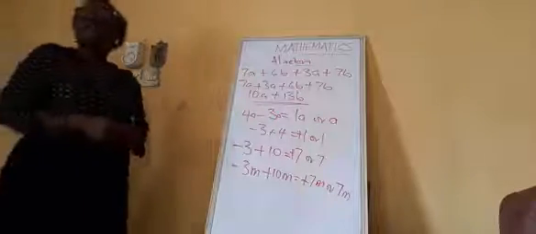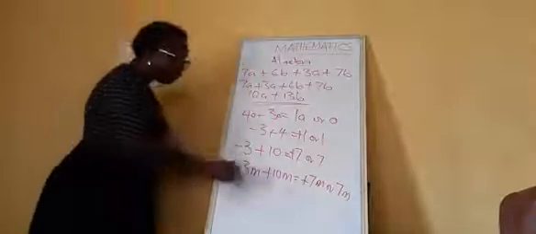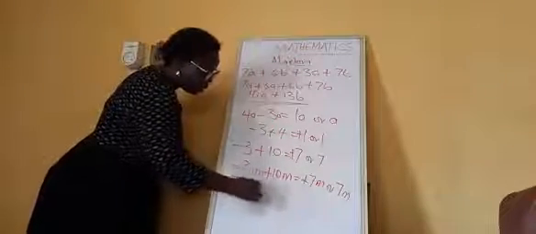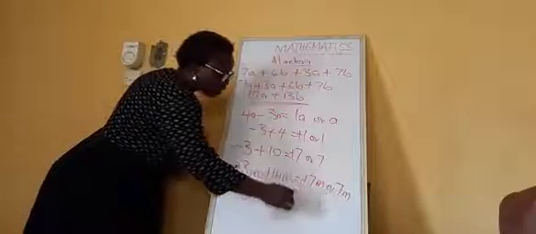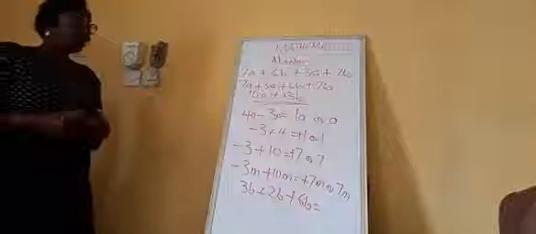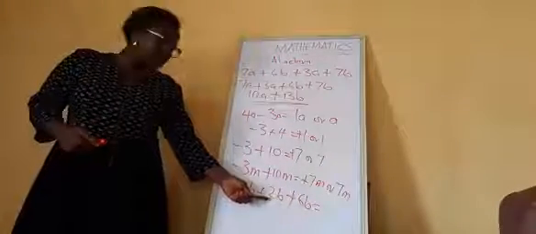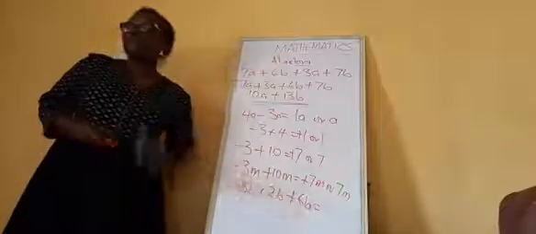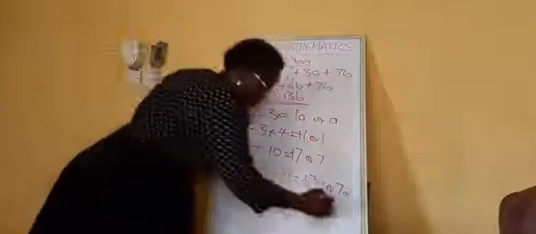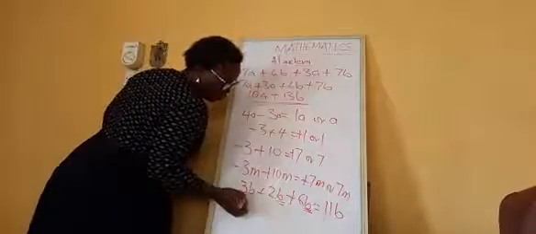Now, when they are of the same sign, like this, when you have 3b plus 2b plus 6b, you know that you need to add everything together. 3 plus 2 will give you 5, plus this will give you 11, because they belong to the same group.